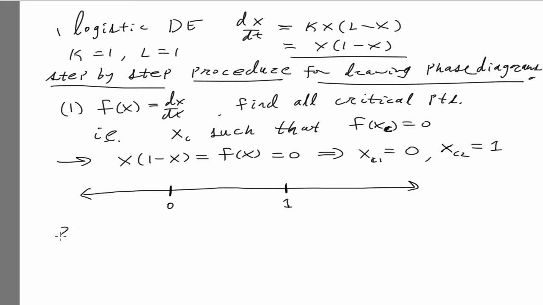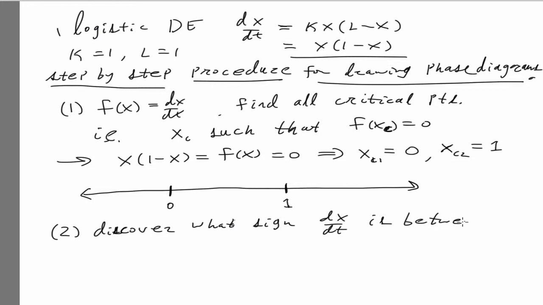Now those are my points that represent the boundaries for our system. The second step then is to discover what sign dx dt has between critical points.